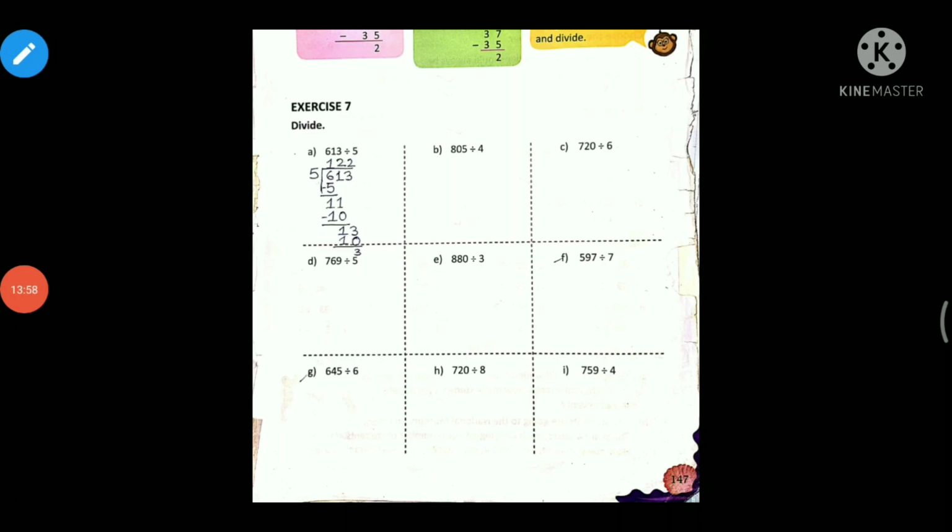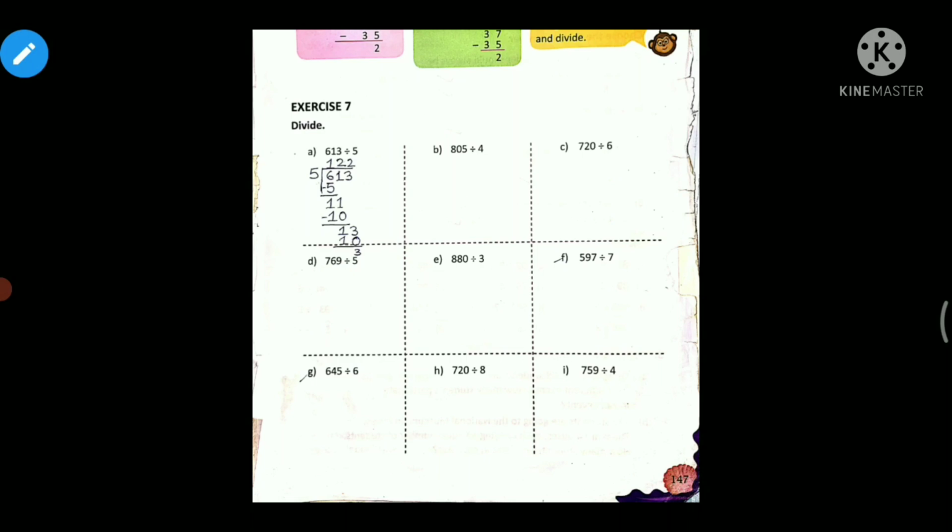Okay, now my dear students, open page number 147, see exercise 7. So here we have to divide. We have to divide with or without regrouping. We have to apply all those things that we know already. Okay, so the first one is already done.